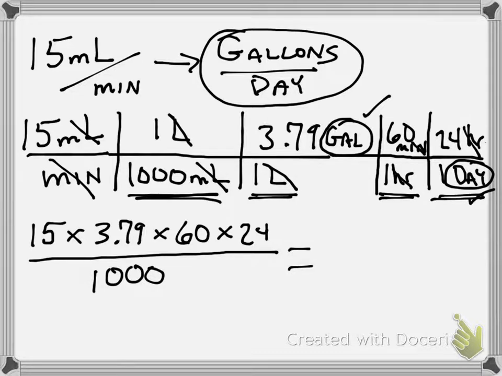So in our calculators, we are going to do 15 times 3.79 times 60 times 24, and we're going to divide it by 1,000. So your final answer should be 81.9 gallons per day.